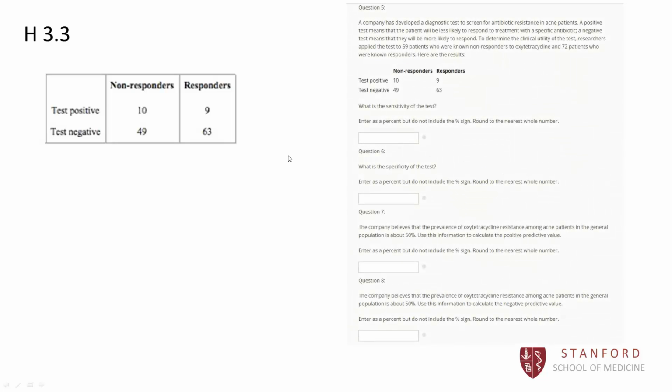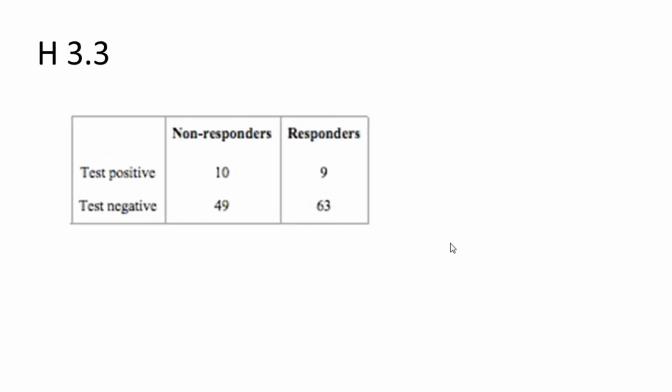Okay, so in this third question, on the third homework assignment, we're provided with a table that says responders, non-responders, and test positive, test negative. What is this all about? So basically, there's a new diagnostic test, and to test the parameters of this test, researchers conducted an experiment where there were 59 known non-responders and 72 known responders, and basically they were given this diagnostic test to see how accurate this test was. So this is sort of a typical sensitivity, specificity, positive predictive value type problem.